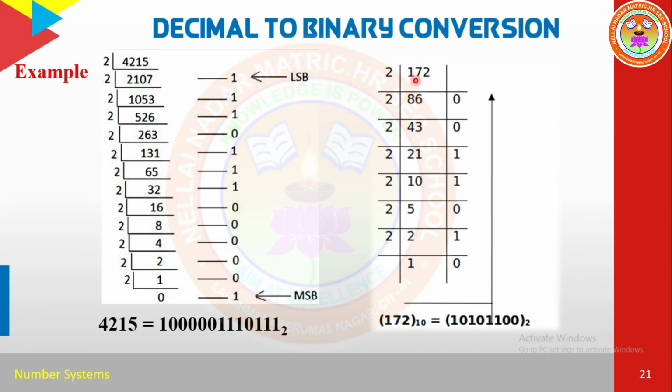So 17 minus 16, balance 1. The 1 should be joined to the nearest number, that is 2. So 1 and 2 combined make the number 12. Okay, because the balance number is 1, so 1 is joined to this 2.